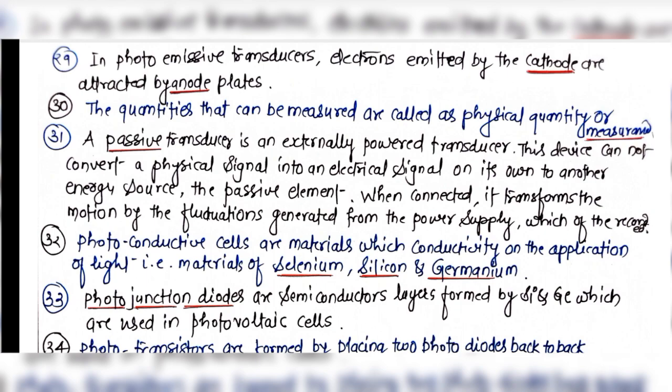A passive transducer is an externally powered transducer. This device cannot convert a physical signal into an electrical signal on its own to another energy source. The passive element, when connected, transforms the motion by the fluctuations generated from the power supply, which are being recorded.